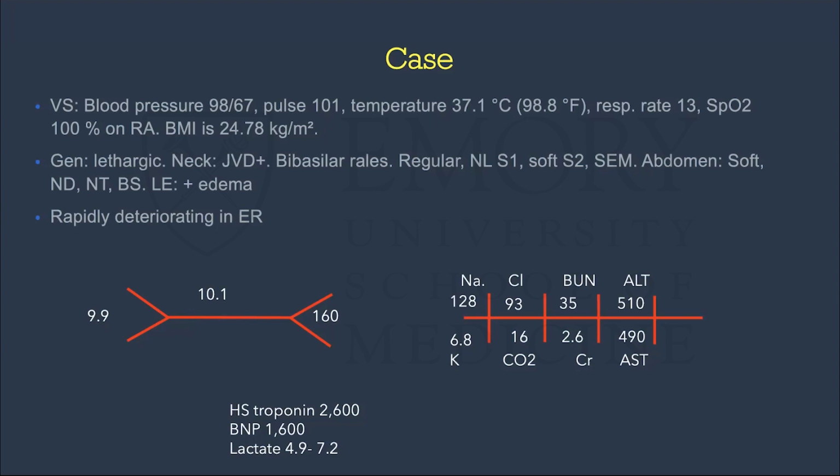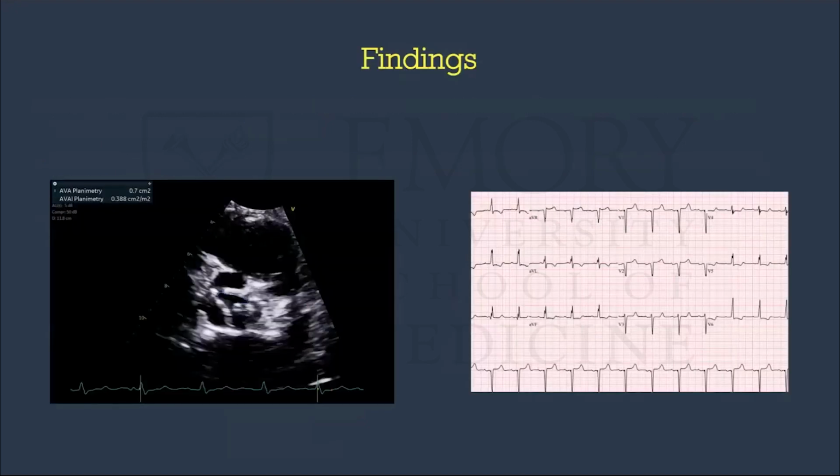She rapidly deteriorated in the ER. Her labs showed hemoglobin 10.1, sodium slightly down to 128, and potassium 6.8, and she had evidence of renal dysfunction with creatinine of 2.6 and evidence of transaminitis. Her workup in the ER showed, as we see on the right side, that her EKG had non-specific ST-T changes that were concerning. They were not necessarily different from her prior presentation.